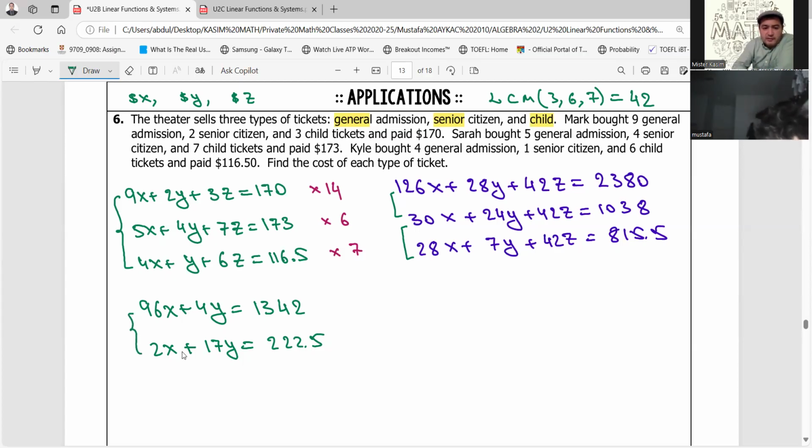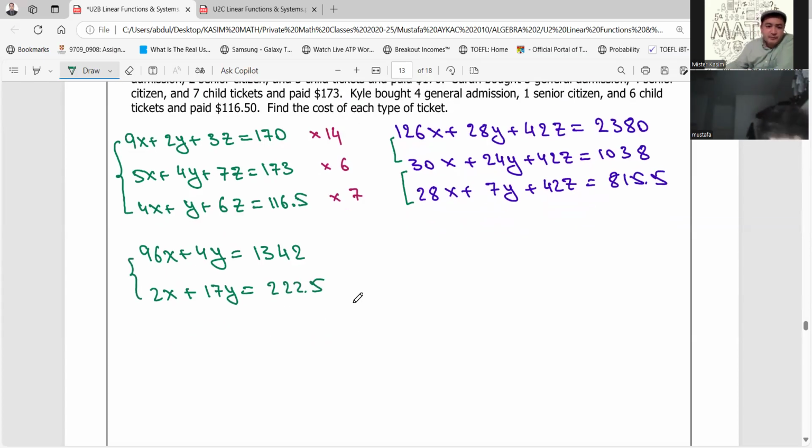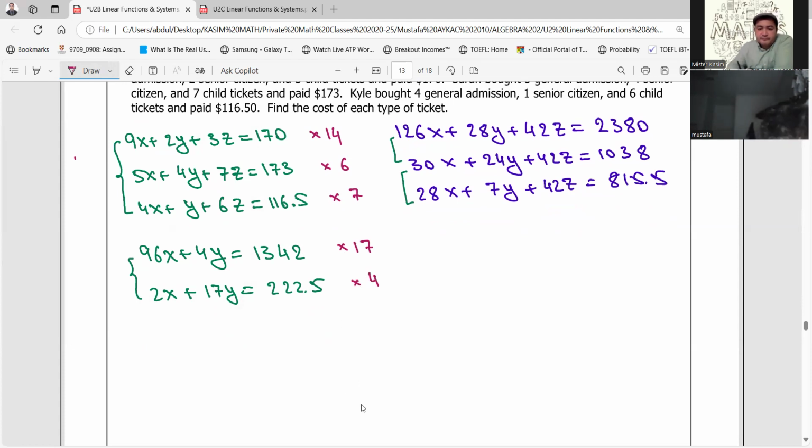The only way is we have to multiply the first one by 17 and the second equation by 4, which is 1,632x.